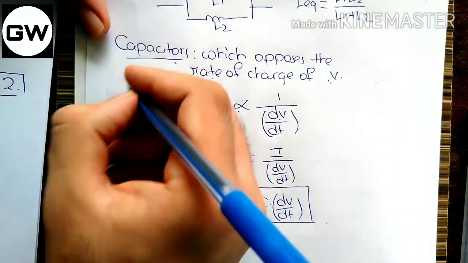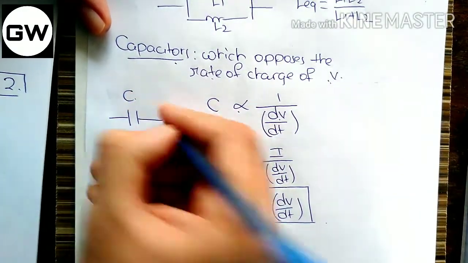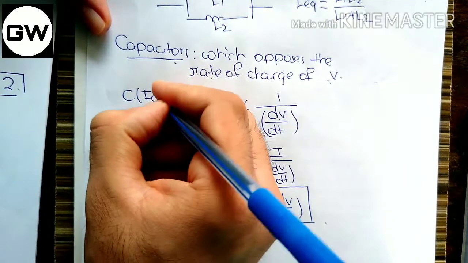Okay, the capacitor is denoted by the symbol C, and the symbol for the capacitor is this, and the unit for the capacitor is farad.